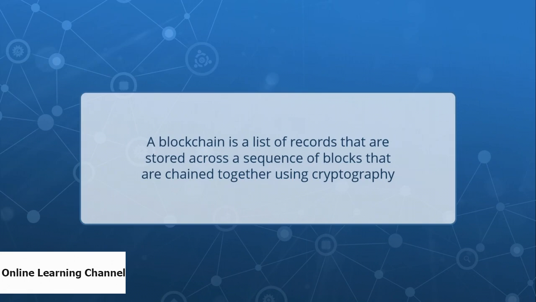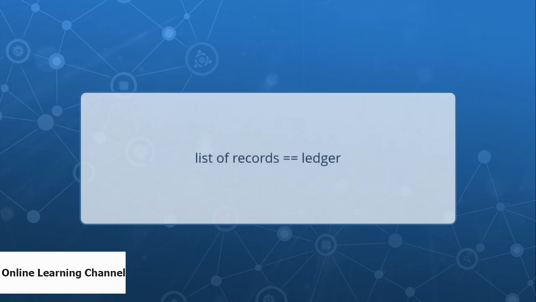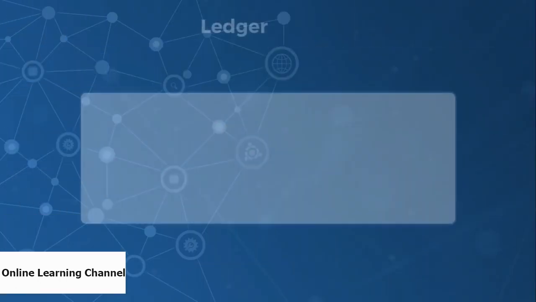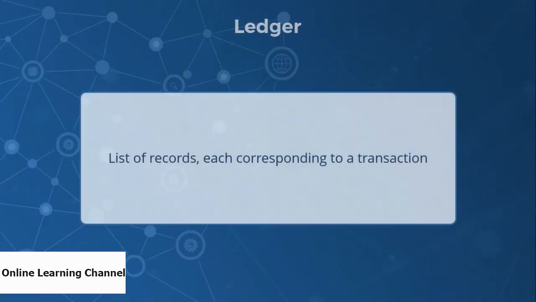Now, a blockchain is in essence a list of records, and there is a specific word for this, which is a ledger. The blockchain stored by the Ethereum network is in fact a distributed list of records, which makes it a distributed ledger. And each of the records which are stored in this ledger are transactions.